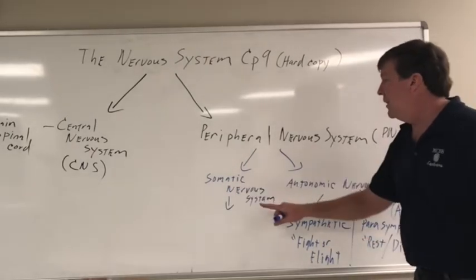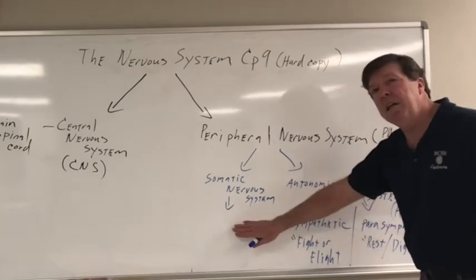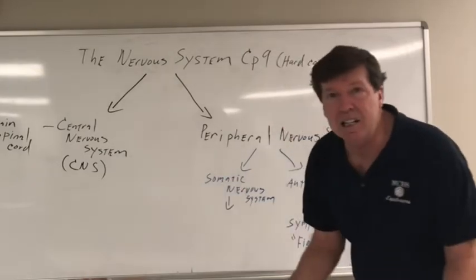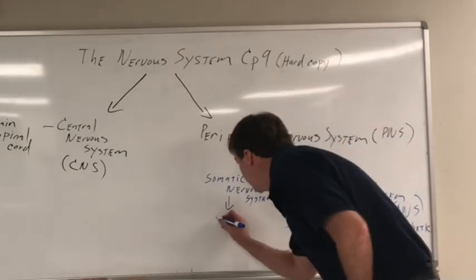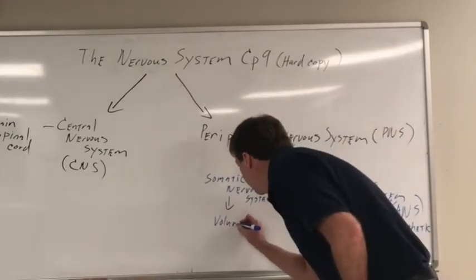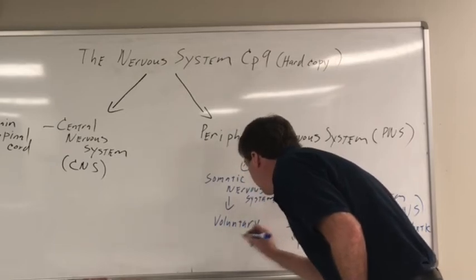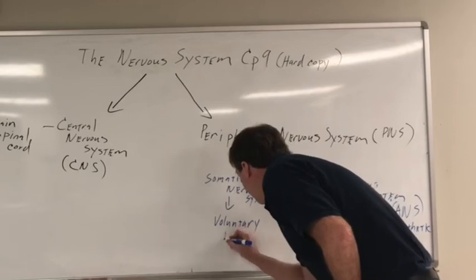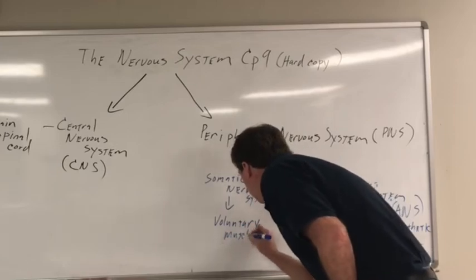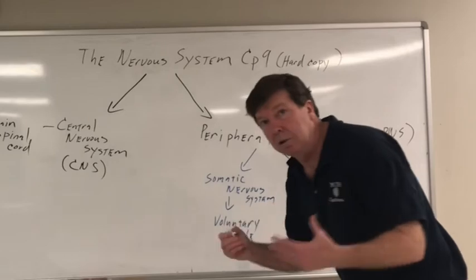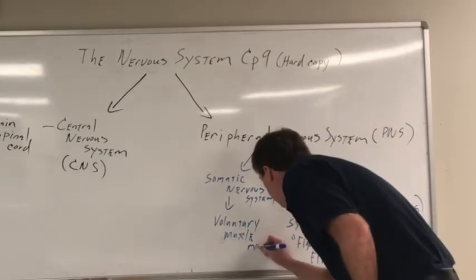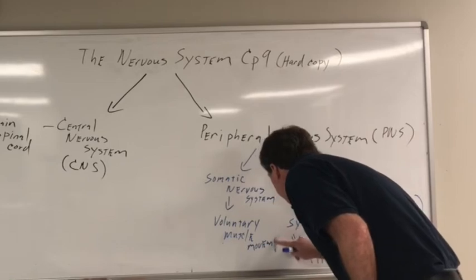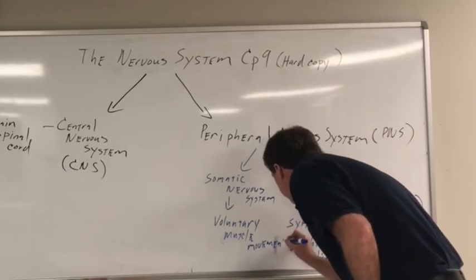Over here we have the somatic nervous system. I do want to fill in the last little bit here. So this is skeletal muscle, voluntary motions here. So I'm going to put voluntary skeletal. I'll just put voluntary muscle movement, but it is skeletal muscle. So I can squeeze it in there.